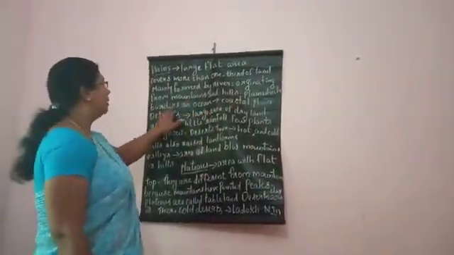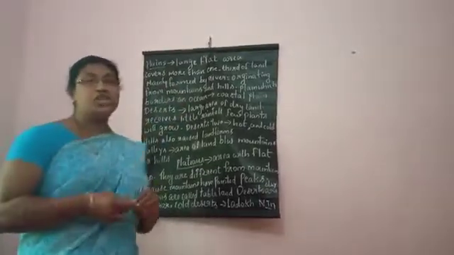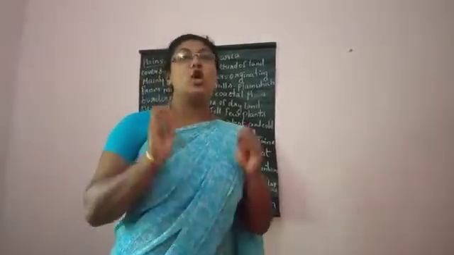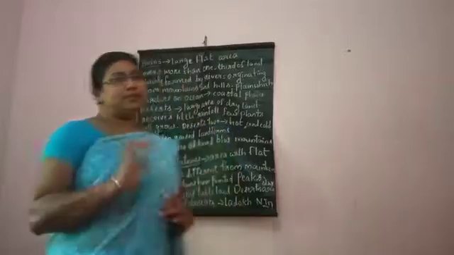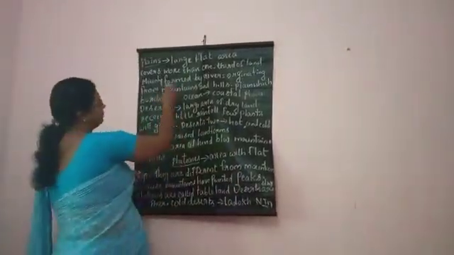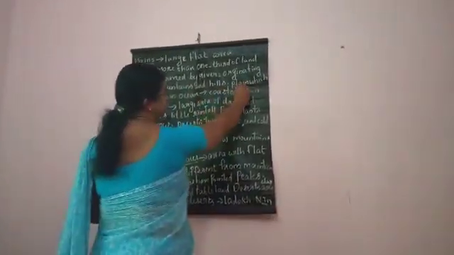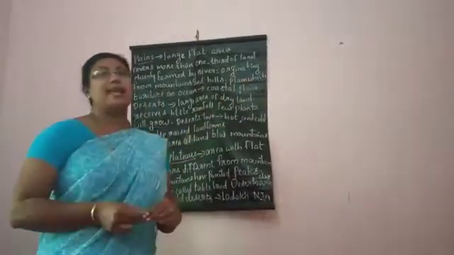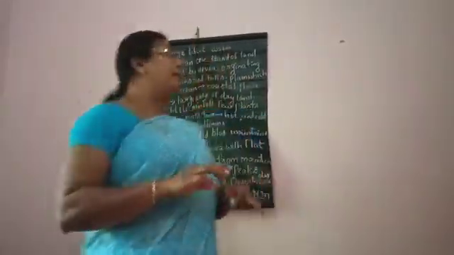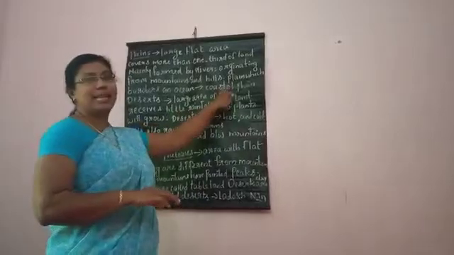A plain which borders an ocean is known as a coastal plain. Listen carefully. The plain which borders an ocean is known as a coastal plain.